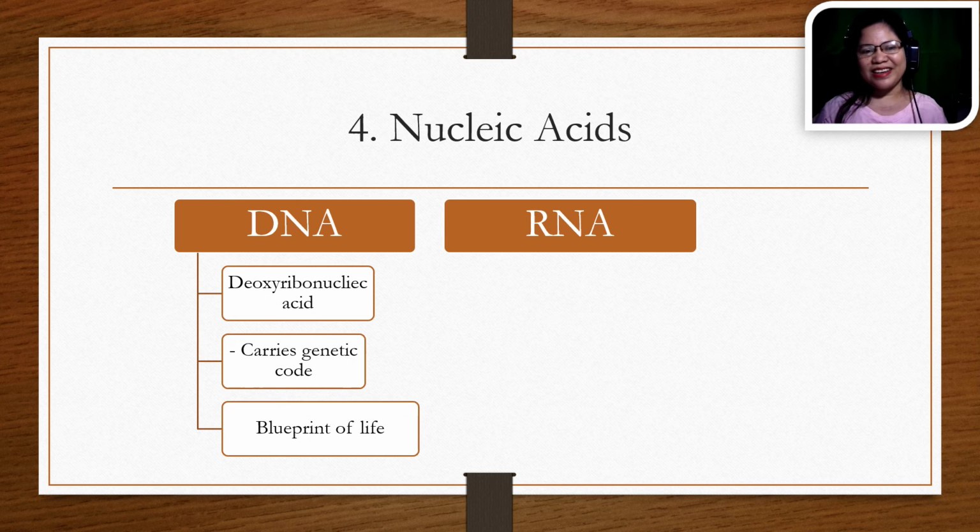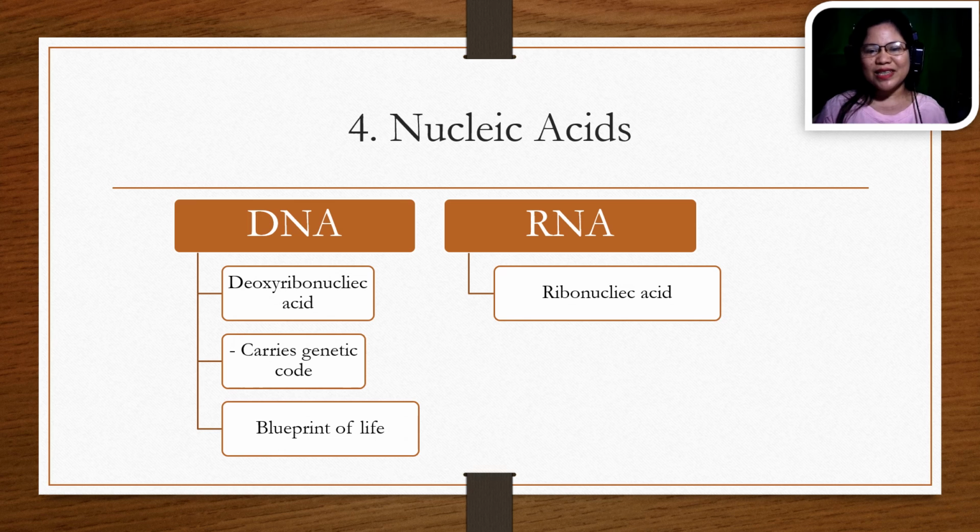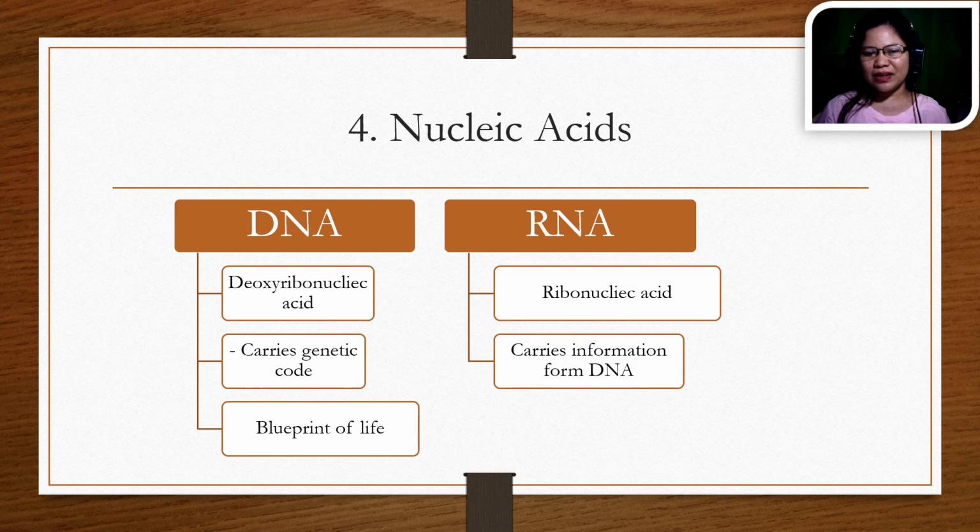Okay, RNA. This is the ribonucleic acid. When you say ribonucleic acid, it carries information coming from the DNA. So whatever the RNA carries, it is coming from the DNA of both sides of your parents.